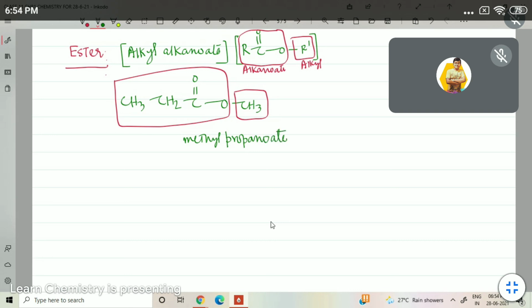Sir, can't we say one methyl? No, no need to say one, just methyl. Only methyl. Okay. Methyl propanoid. That's it. What about this one?